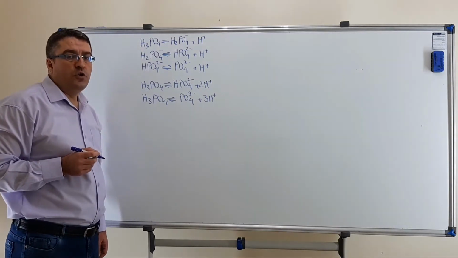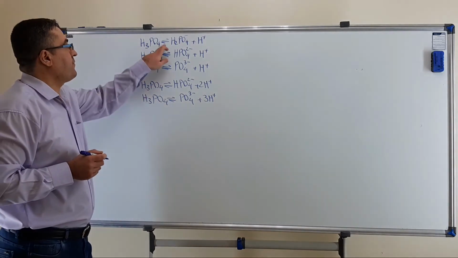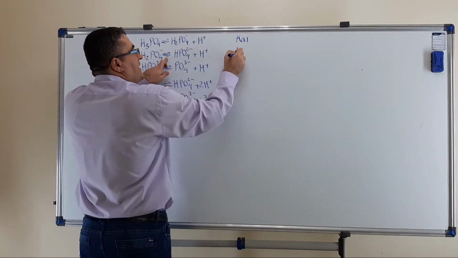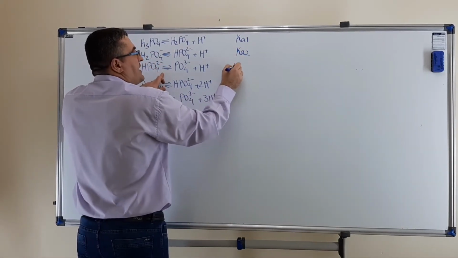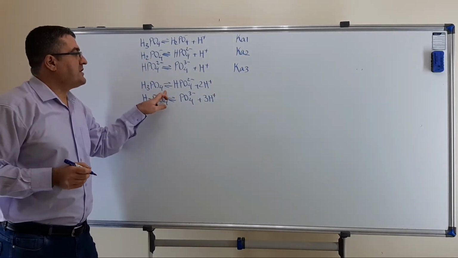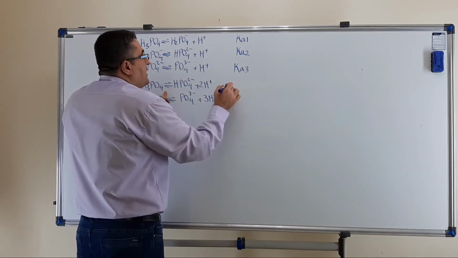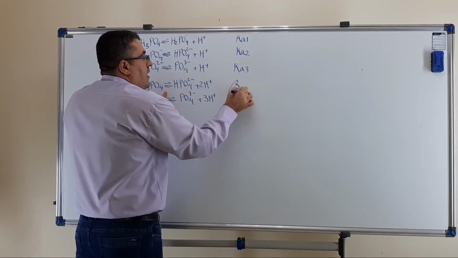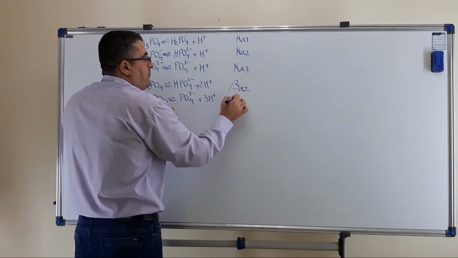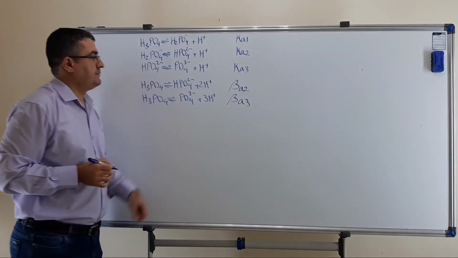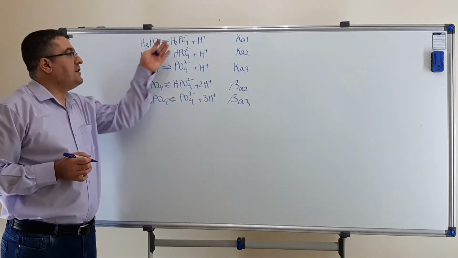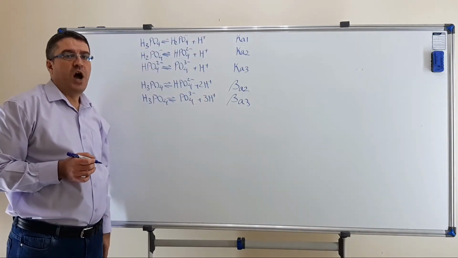The associated equilibrium constants are as follows. The first acidity constant, the second acidity constant, the third acidity constant. For this one, the cumulative acidity constant, beta A2, and the cumulative acidity constant, beta A3. We can easily write these equilibrium constants in terms of equilibrium concentrations.